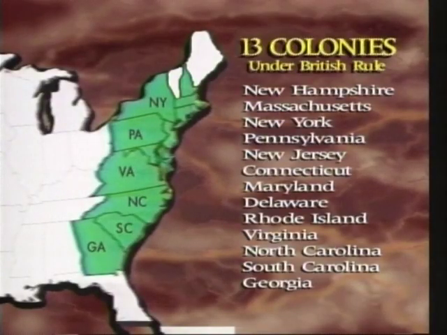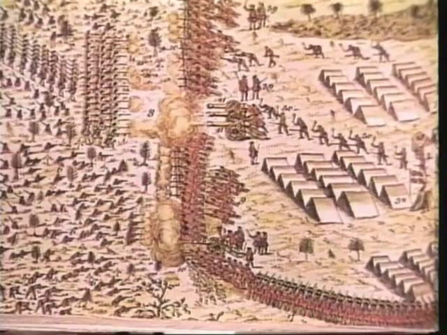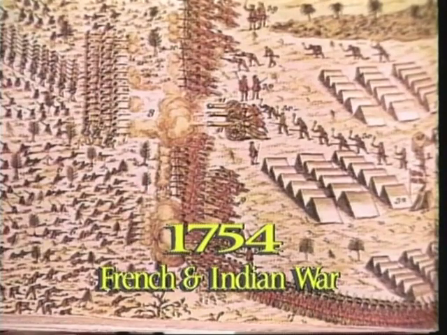Great Britain had been settling the colonies in America since 1607. By the early 1700s, there were 13 colonies under British rule. They were New Hampshire, Massachusetts, New York, Pennsylvania, New Jersey, Connecticut, Maryland, Delaware, Rhode Island, Virginia, North Carolina, South Carolina, and Georgia.